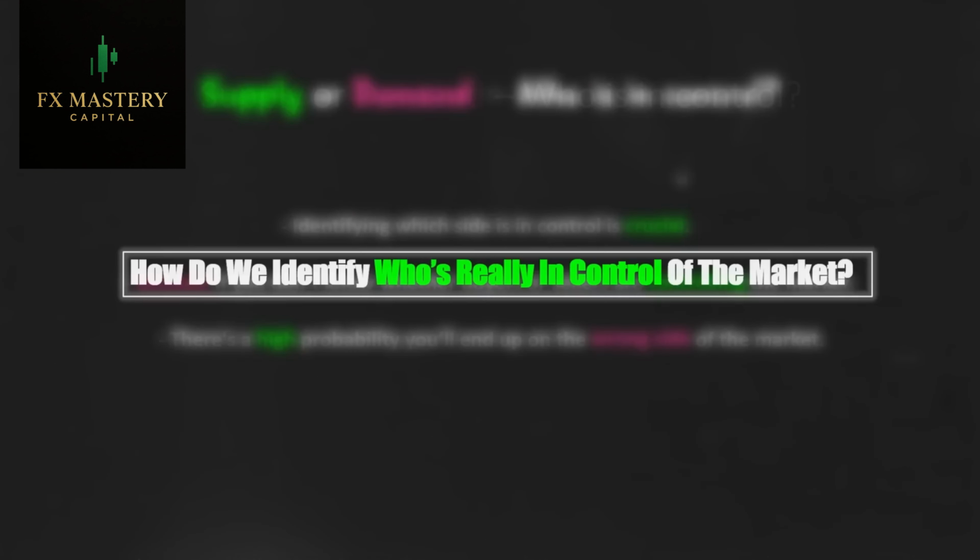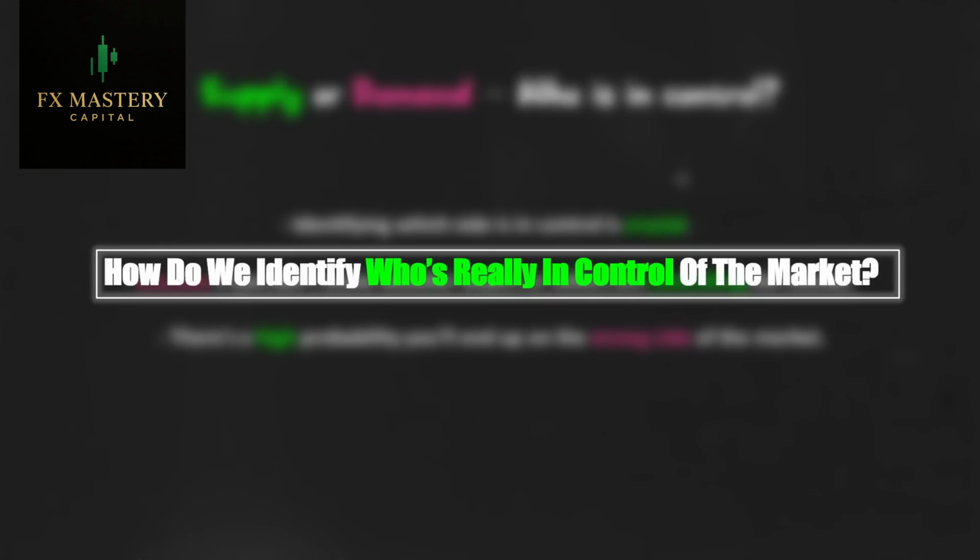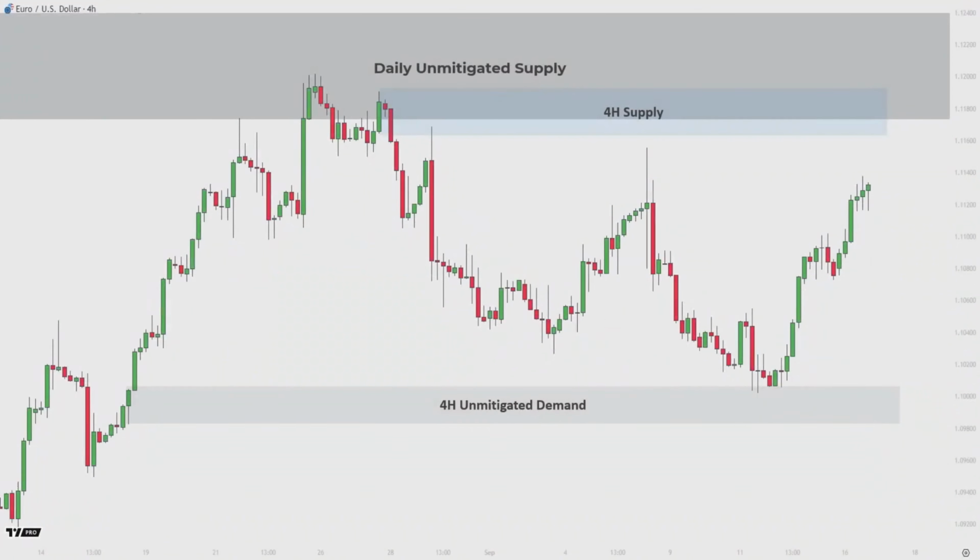Before we go any further, let's quickly recap. How do we identify who's really in control of the market? To see if demand or supply is in control, we need to check the 4-hour time frame and look at the most recent price origin. For example, if the price is in a downtrend and comes from a fresh, unmitigated supply zone, then supply is in control, and we should look for selling opportunities.